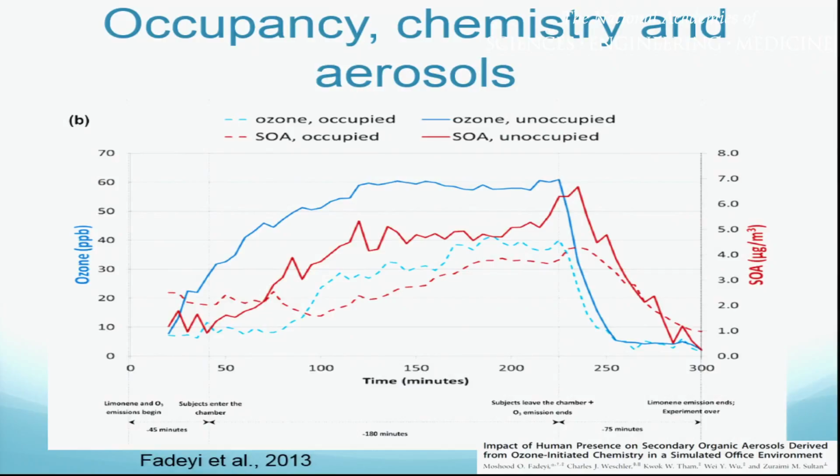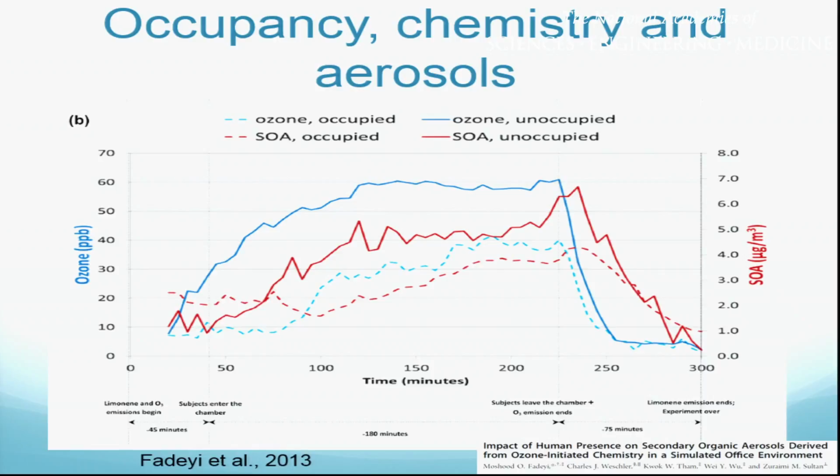The solid lines represent an experiment in which they introduced limonene and ozone into a room, and as expected, the ozone concentration would rise as they were introducing it into the room. The limonene concentration rose, but also the secondary organic aerosol concentration rose, and that's this red line here. Without anybody there, that's what you see in the solid lines.